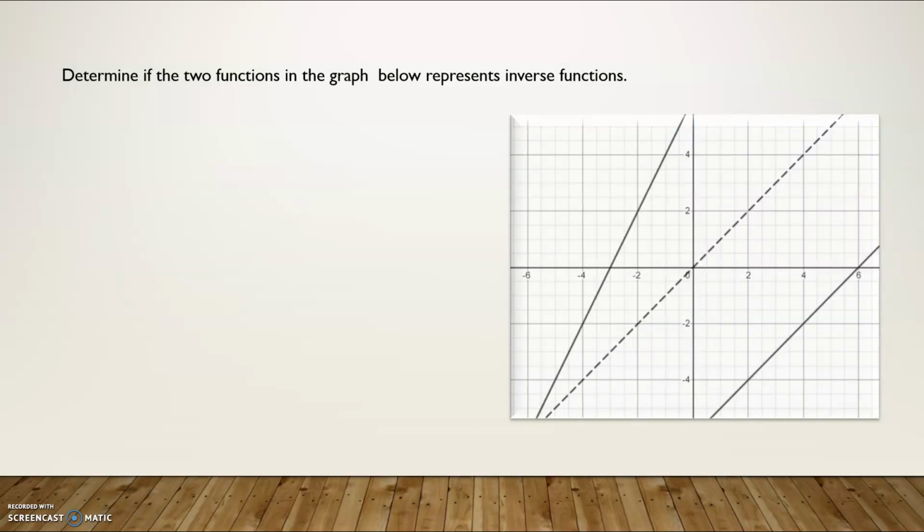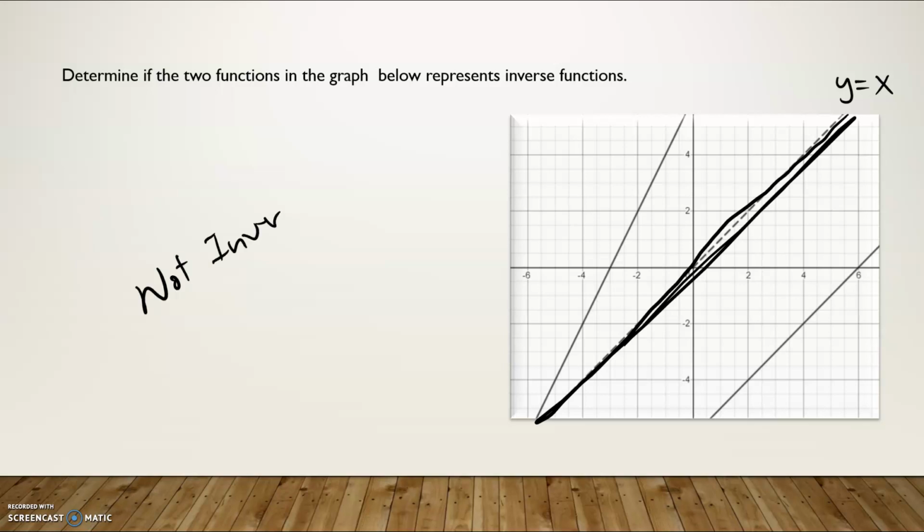Now let's look at this one. Here is our line y equals x. So if I cut the picture in half right here, they are not mirror images of each other. So because they're not mirror images of each other, these are not inverses of each other.